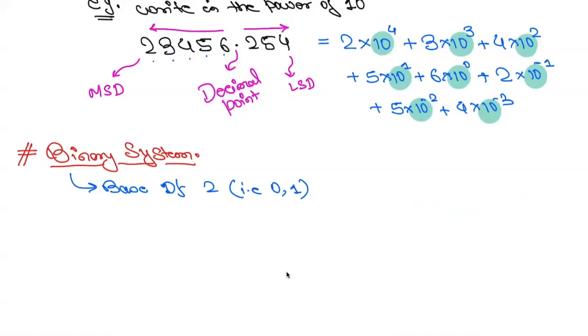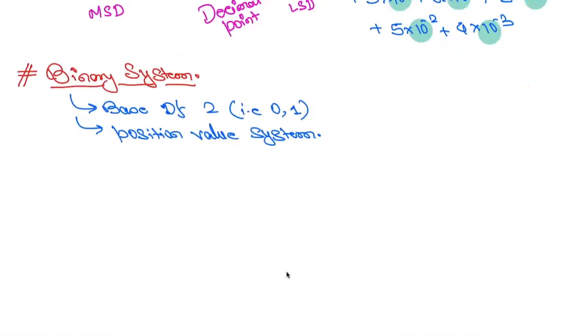It has a base of 2, 0 and 1. Does it have a position value system? Yes. It also has a position value system. That means the value of the number depends upon the position where it is kept, right? Now, what are the advantages of using binary system?